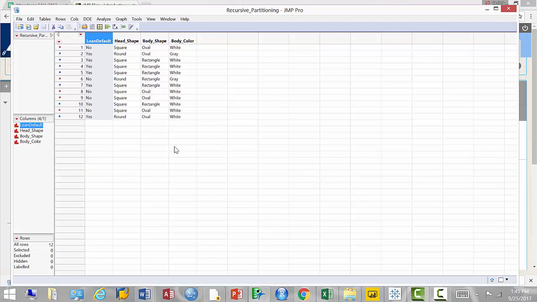So what we see here is exactly what we did just now. There are 12 customers. Some of them are no, they didn't default on the loan, and some of them are yes, they did default on the loan. So this is my target, the variable loan default. That's what I want to predict. That's my target variable, with two possible values, yes and no. Then customers have head shape, square versus round. They have body shape, oval versus rectangle, and they have body color, white versus gray.